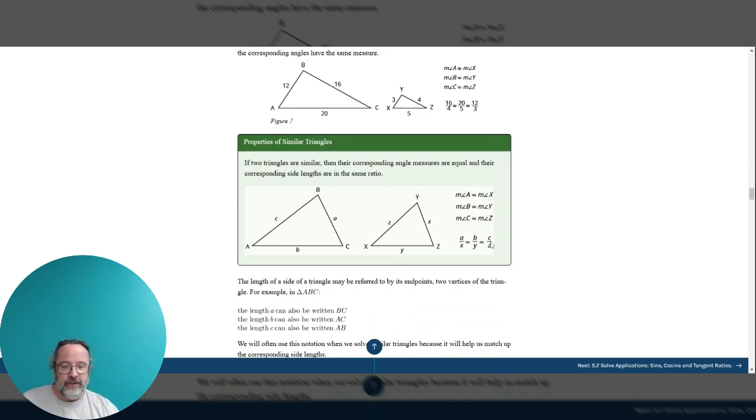So, properties of similar triangles. If they are similar, their corresponding angle measures are equal, and their corresponding side lengths are in the same ratio. So a over x equals b over y equals c over z. And we will do many examples of these as we go through, especially sine, cosine, tangent.